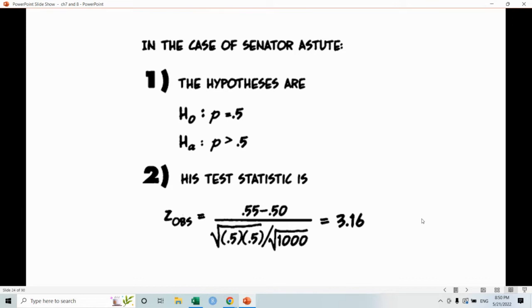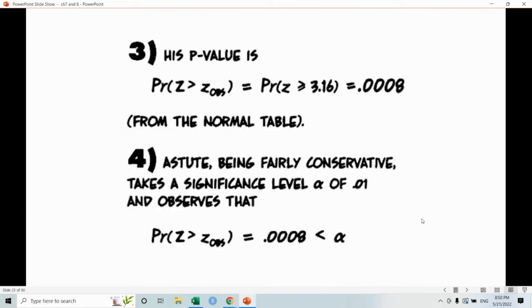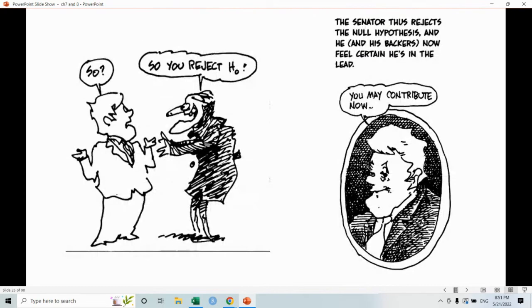So his test statistic, calculated using this formula, gives a z-score of 3.16. We calculate the p-value and get 0.0008, which is pretty small, from the normal table. So Astute, being fairly conservative, takes a significance level of alpha of 0.01 and observes that 0.0008 is less than 0.01. So you reject the null. The senator thus rejects the null hypothesis, and he and his backers now feel certain he's in the lead.